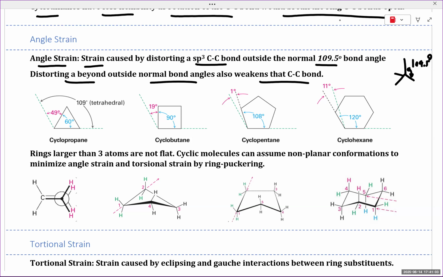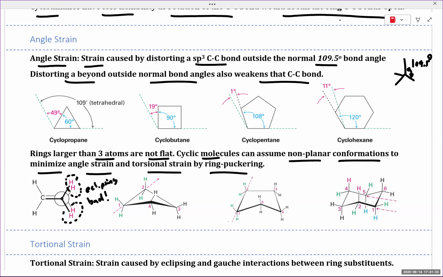One thing I'd like to note is that rings larger than 3 atoms are not flat. Cyclic molecules can assume non-planar conformations to minimize angle strain and torsional strain by what's known as ring puckering. So for example, cyclopropane, it's stuck, but we can already see having these substituents eclipsed is very bad. So instead of having all the substituents eclipsed and instead of suffering these extreme distorted bond angles, your larger ring systems will pucker and adopt these distorted conformations to minimize angle strain and torsional strain. And we'll talk more about that.